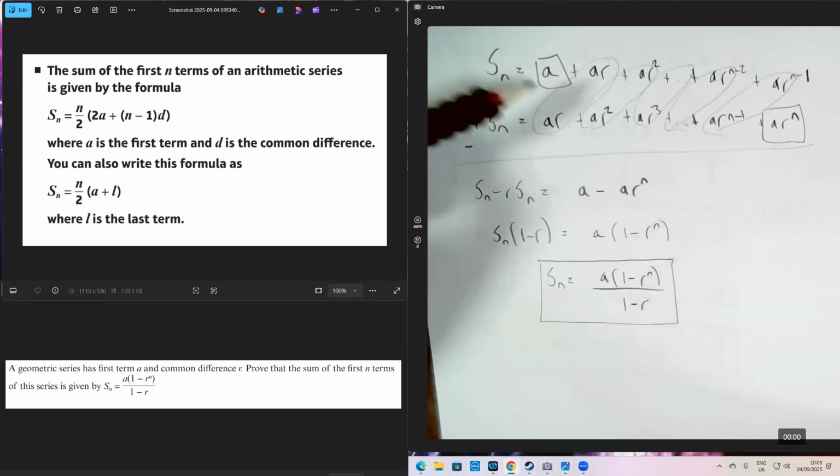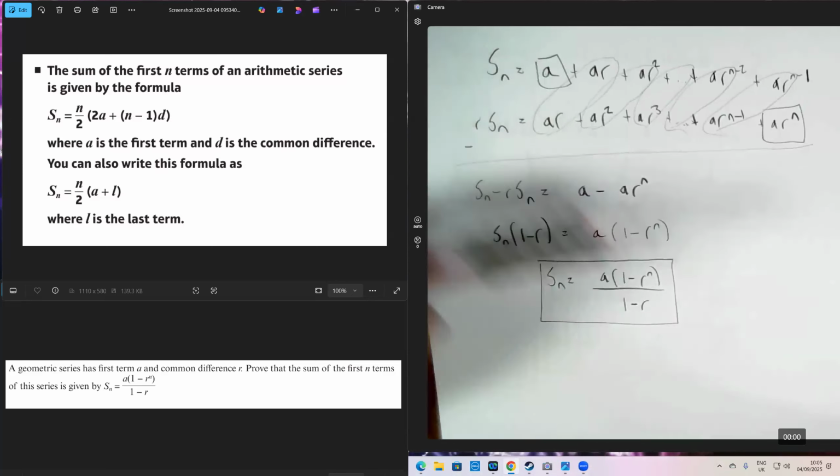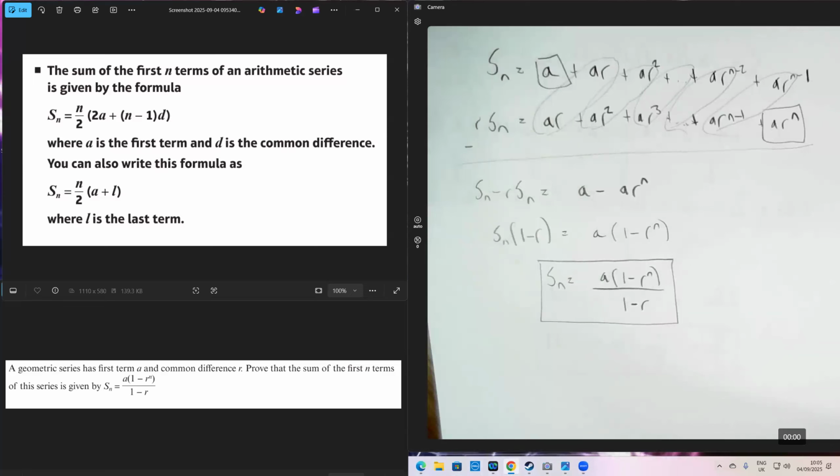So a little bit different to the other one. In the arithmetic one, we reversed the series, but here we just multiply everything by r, and instead of adding them, we subtract them. Okay, so that's how that one works. And again, that would be worth another 4 marks. It's a really nice little thing just to have those memorized, just to pick up those extra marks should they arise in the exam.